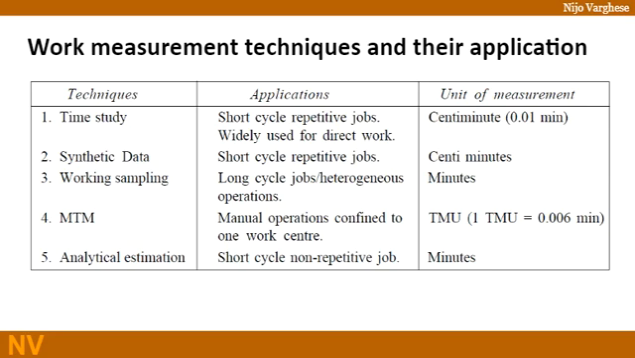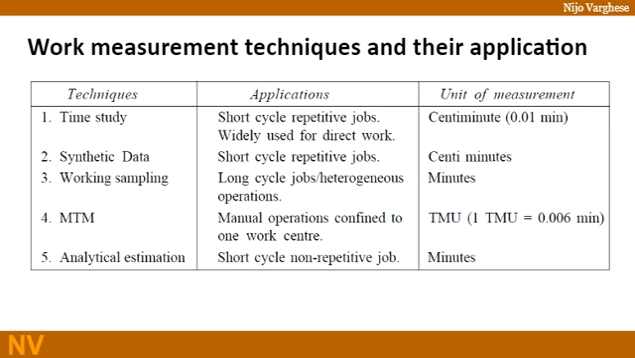MTM, methods time measurement, can be used for manual operations confined to one work center. If a particular job involves manual operations and is confined to a particular work center, MTM is the best method. The unit of measurement is TMU, where 1 TMU is equal to 0.006 minutes. Analytical estimation can be used for short cycle non-repetitive jobs, and the unit of measurement is minutes.